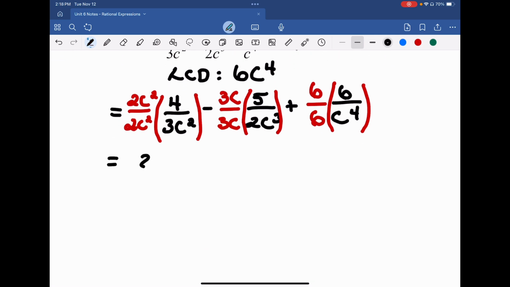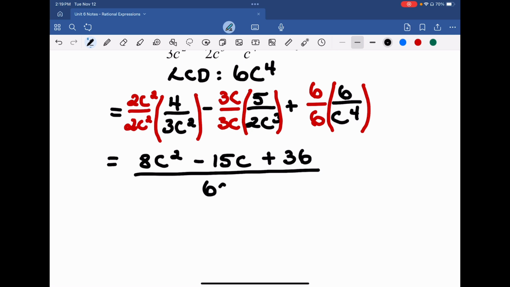Now, continuing this down below, 2 times 4 is going to be equal to 8C squared. Minus 3 times 5 is negative 15C. Lastly, 6 times 6 is 36. There we go. We're going to divide this all by the common denominator of 6C4.